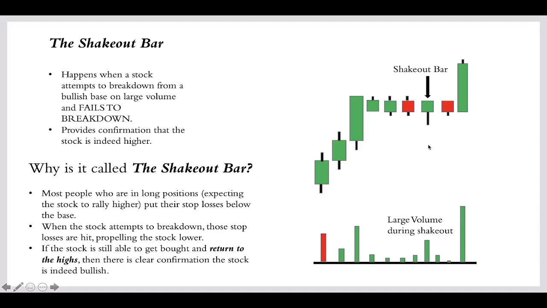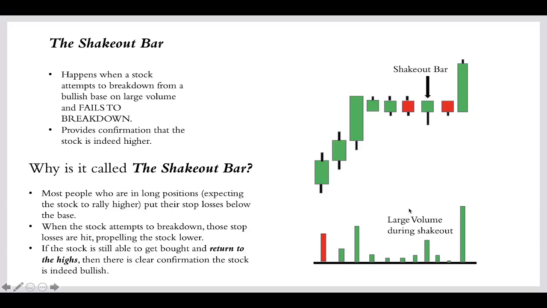But if it's able to recover, that suggests a lot of bullishness. That's a very bullish thing. I really hope that makes sense, right? So I'm just going to read this. Most people who are in long positions expecting the stock to rally higher put their stop losses below the base. When the stock attempts to break down, those stop losses are hit, propelling the stock lower, right? If the stock is still able to get bought and return to the highs, then there's clear confirmation the stock is indeed bullish. Okay, hope that makes sense.